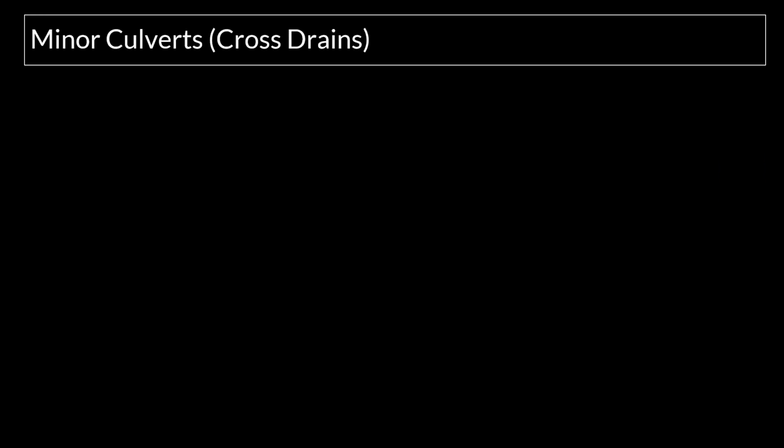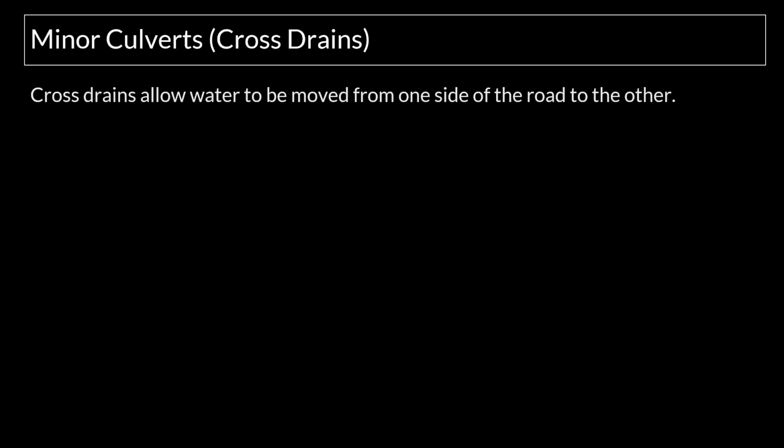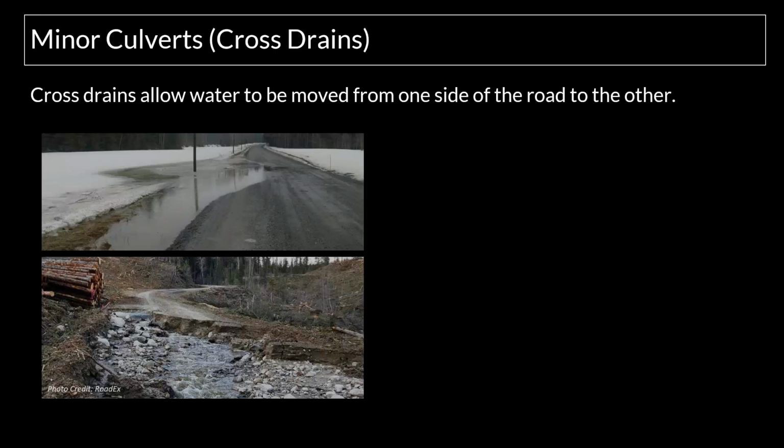So let's just get into my minor introduction here, and then I'm going to pass it over to Matt for the fun stuff. First off, minor culverts or cross drains have an important role in your road's drainage system. They allow water to be moved from one side of the road to the other. And the presence of excess water or moisture within that roadway, as you can see here in the two examples on the left, can be quite detrimental.